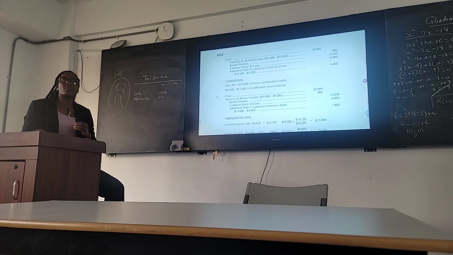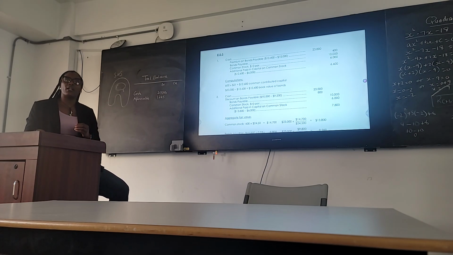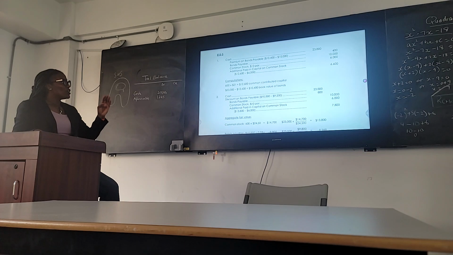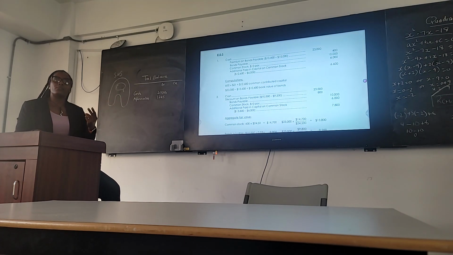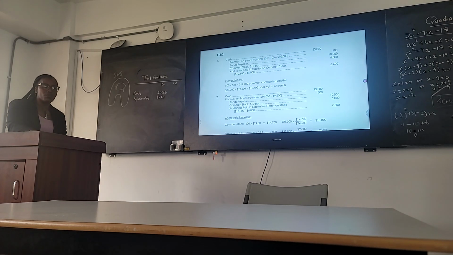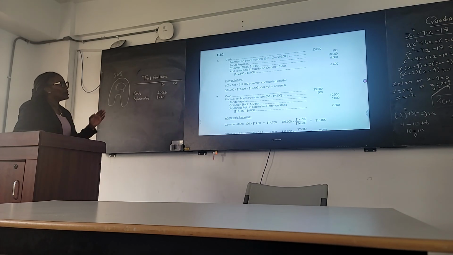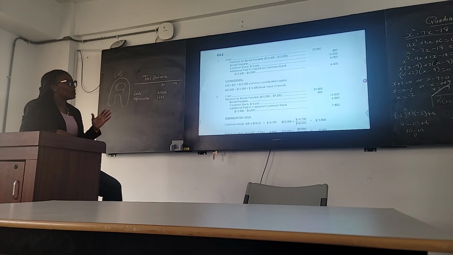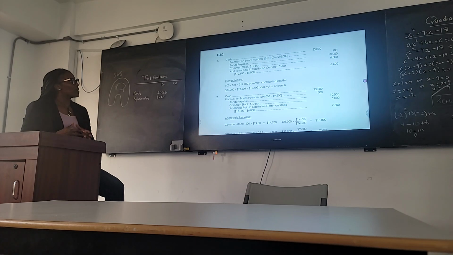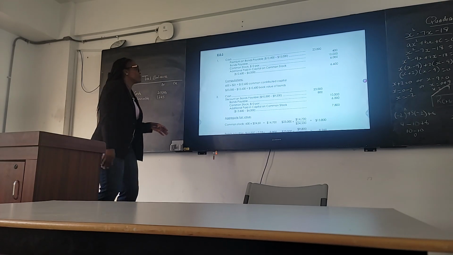That difference is 10,400, but the bond itself has a face value of 10,000. So since the bond has a face value of 10,000, it means that the excess 400 is a premium on bond payable. So here you would debit cash for the 23,000, and we would credit premium on bonds payable for 400, bonds payable for 10,000, common stock at par 6,000, additional paid-in capital 6,600.